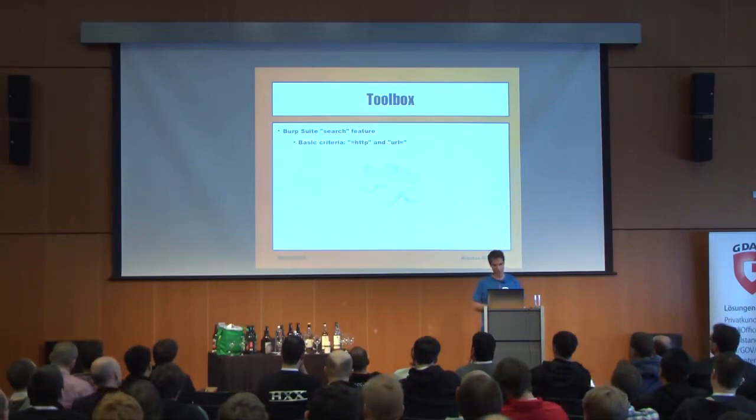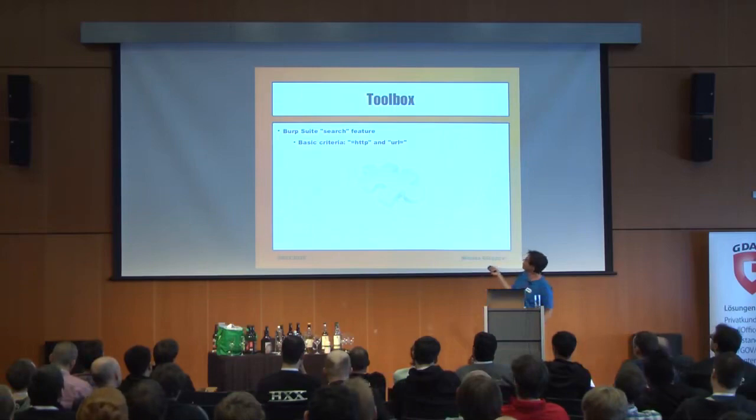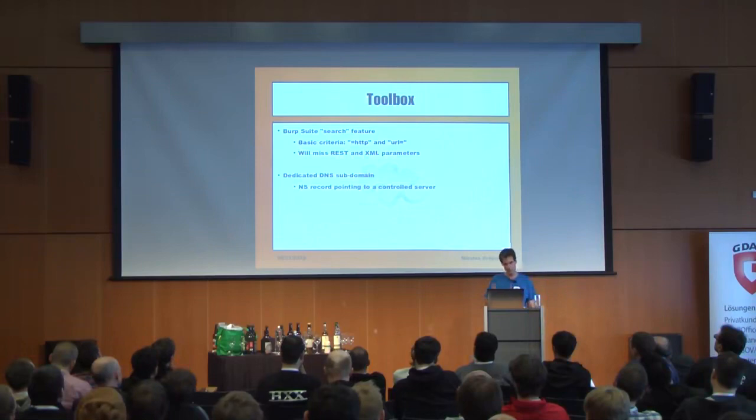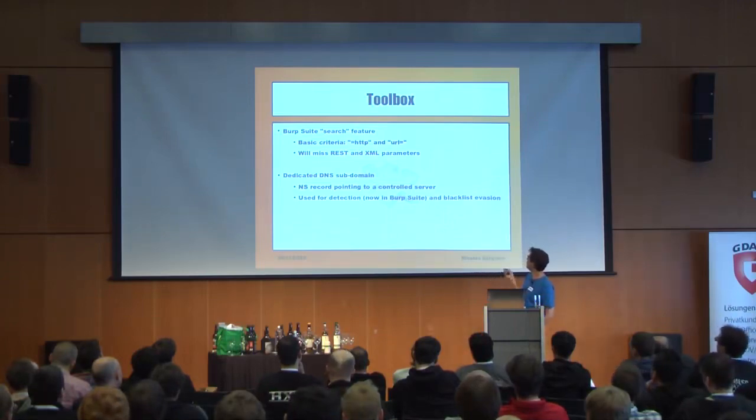If you are using Burp Suite, you can use the global search feature. For example, you can look for equal HTTP or URL equal. It's very basic. You will miss everything which is REST or XML parameters. Of course, you need a dedicated DNS subdomain. It's useful for detection, so that's used in Burp Suite now in the Collaborator tool. So I use it manually too, and I use it for blacklist evasion, so DNS rebinding.